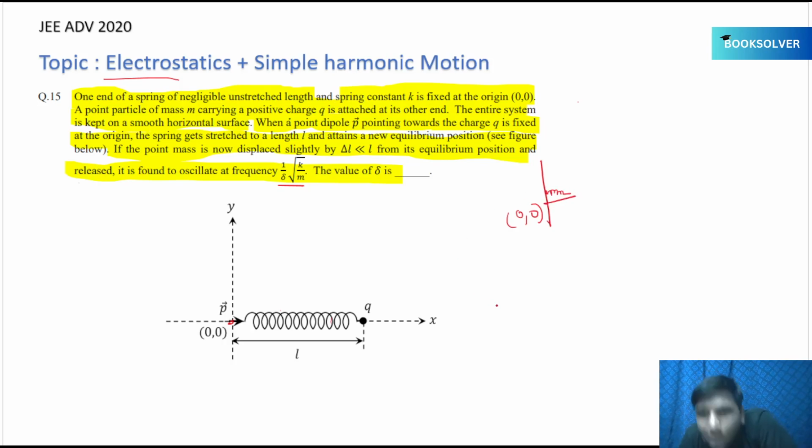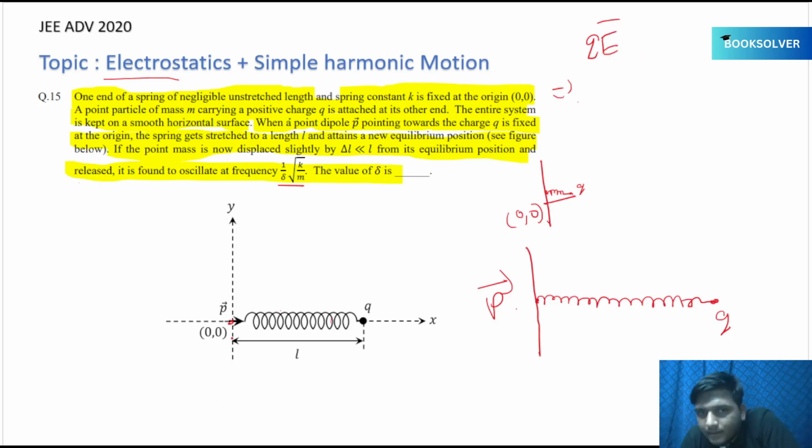Now when we introduce the dipole here, what happens? The charge q present at this end gets repelled, so it will move until it balances the spring force in the presence of the dipole. Now what is the force experienced by this charge? It is qE, and E given by the dipole is 2kp divided by the distance cubed. The distance between them is given as L. So the force is 2kp by L cube into q.